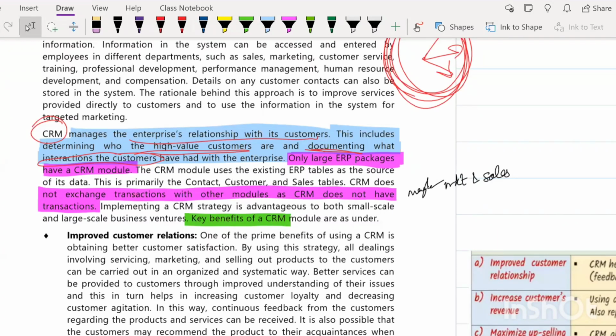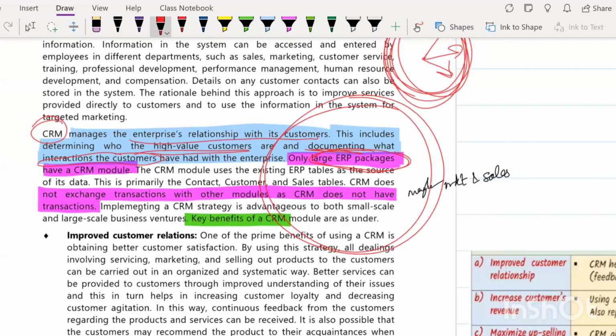Okay, so one more point is that this customer relationship management module is only available in large ERP packages and not the smaller ones. Also, I told you that the financing and accounting module is usually connected with all other modules, whereas customer relationship management is usually not related to all other modules. This is mainly related to the sales and marketing module only.